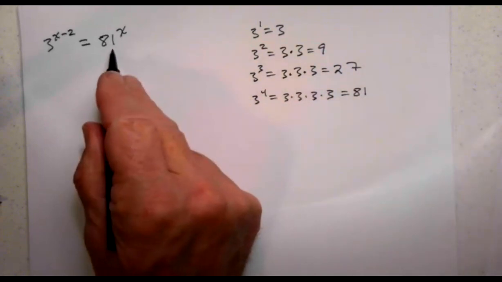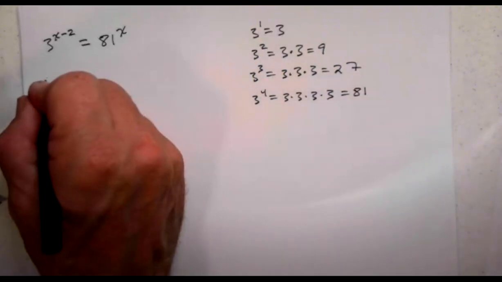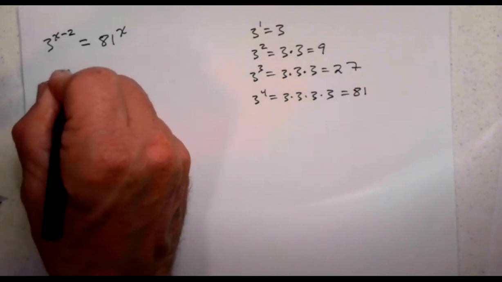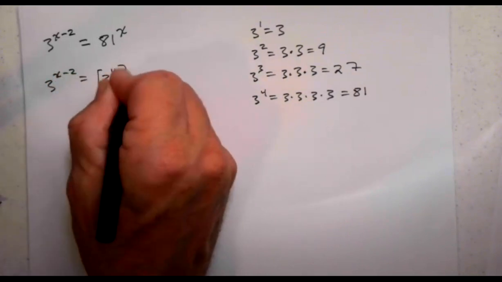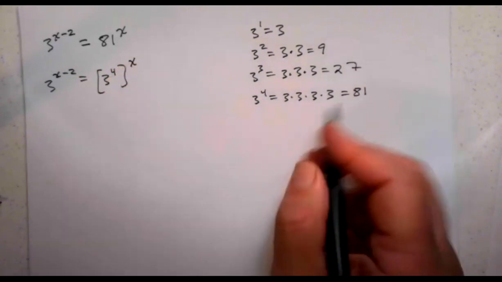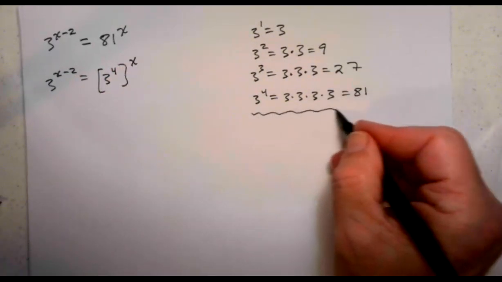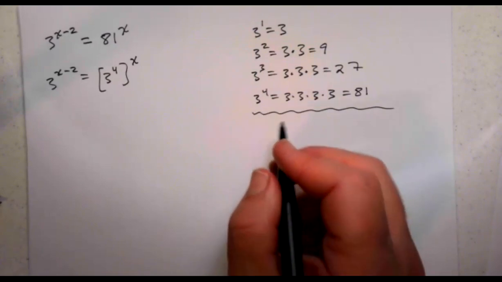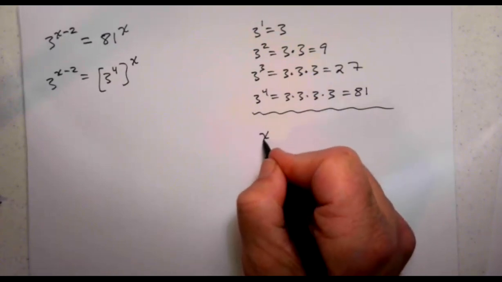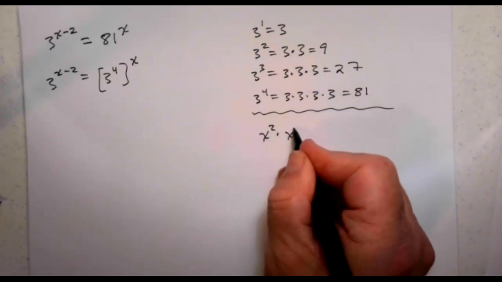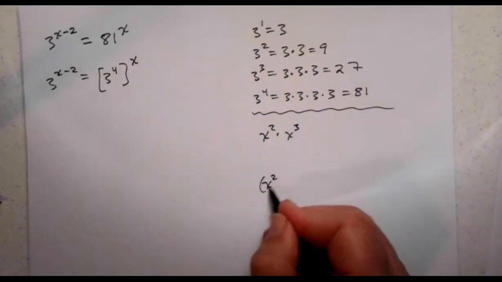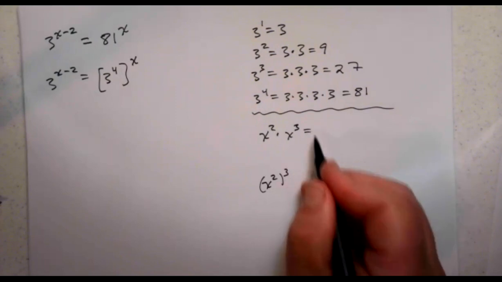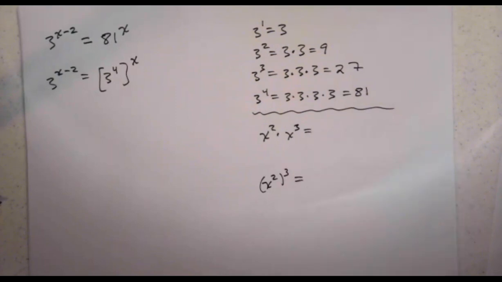So I can replace 81 with 3 to the fourth. So we have 3 to the x minus 2 equals 3 to the fourth raised to the x power. Now I just want to remind you of some basics with exponents. If I have x squared times x to the third, what does that mean? If I have x squared to the third, what does that mean? Just to remind ourselves of the basic rules of exponents.